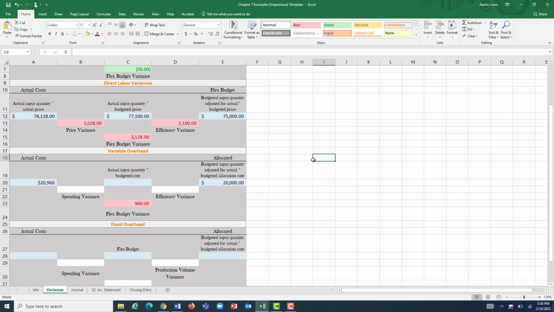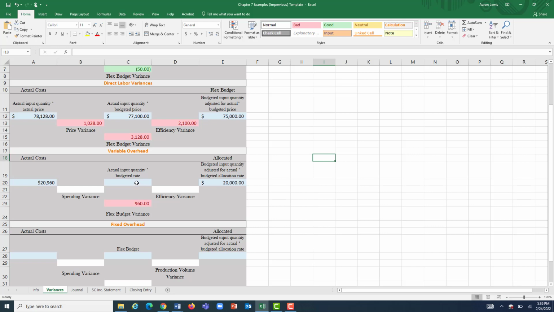Well, what portion of that is attributable to the fact that one of the inputs of our variable overhead went up? The cost of indirect materials went up, the cost of indirect labor went up, like the per unit or per hour or per pound rate increased, and what portion of that has to do with efficiency? We did more of the thing, in this case direct labor hours, that causes us to incur variable overhead, the quantity of our driver.